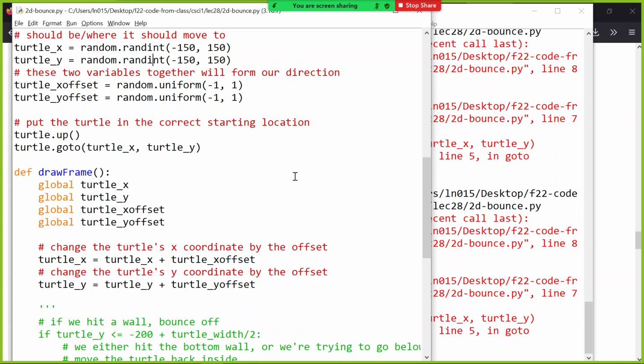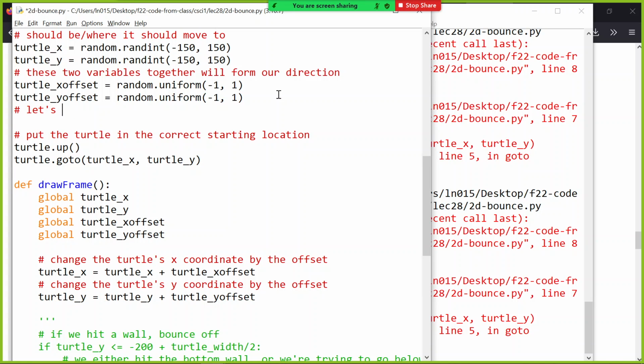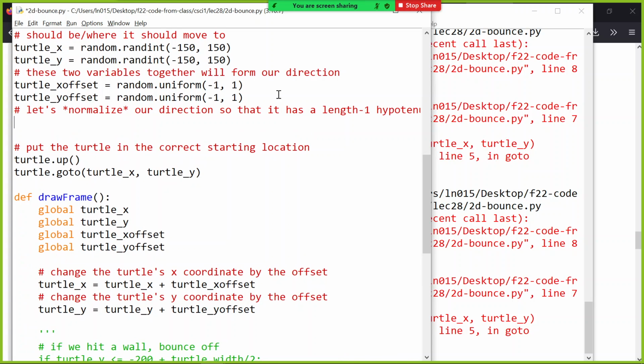So what we'd like to do is normalize. That's the technical term, normalize our direction. It's really a vector. Our direction is a vector right now, if you've taken multidimensional calculus before. Let's normalize our direction so that it has a length 1 hypotenuse. All right. So let's get its current hypotenuse length, right? Direction, hypotenuse length, I guess.